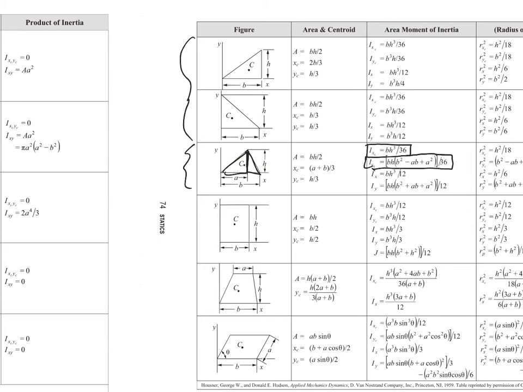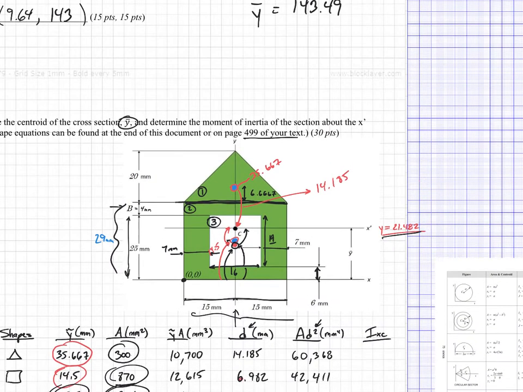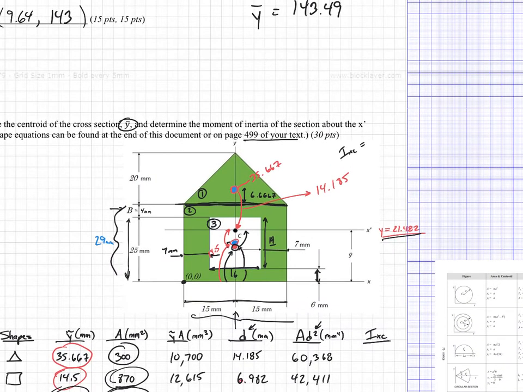I would usually just split it into two right triangles because I have to do it twice, but the equation's much easier. Anyway, we're going to use base times height cubed divided by 36. So for this triangle right here, the IXC is the base, which is 30, times the height, which is 20, cubed, divided by 36.